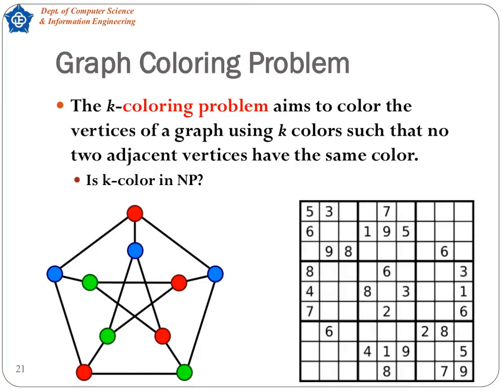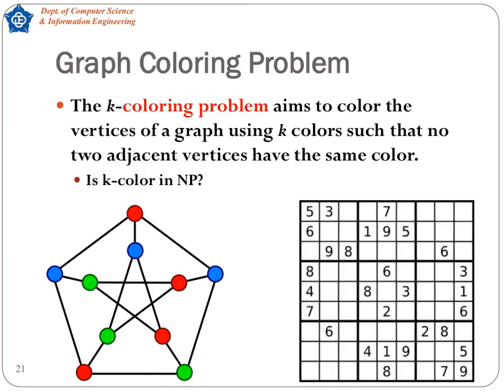Just as SAT asks whether we can efficiently verify a satisfying assignment, the graph coloring problem asks us to assign one of k colors to each vertex of a given graph, so that no 2 adjacent vertices share the same color. In other words, we're looking for a valid coloring using exactly k colors, and a central question is whether deciding k-colorability belongs to the class NP.